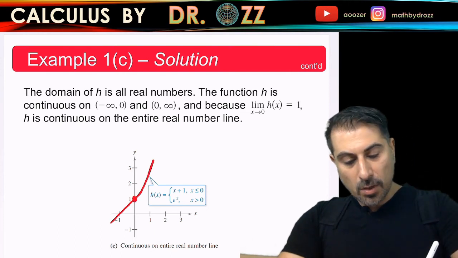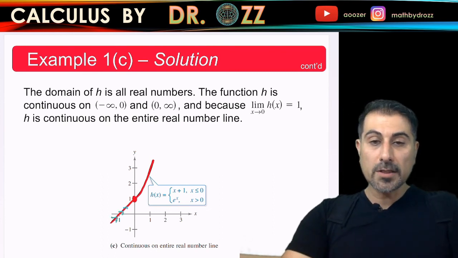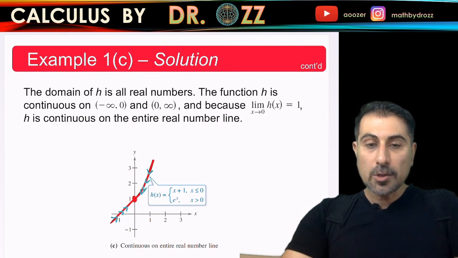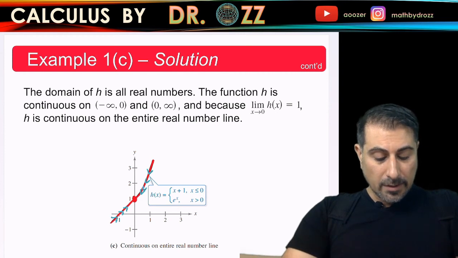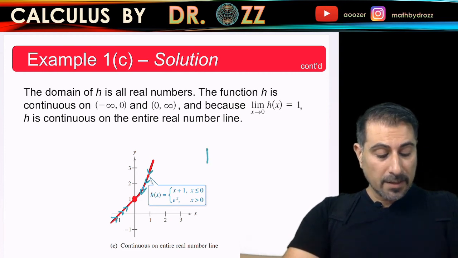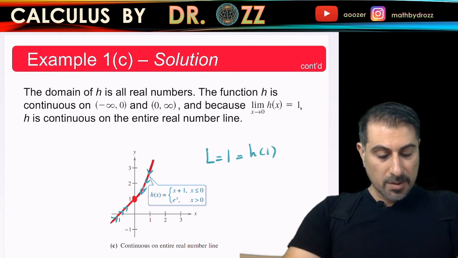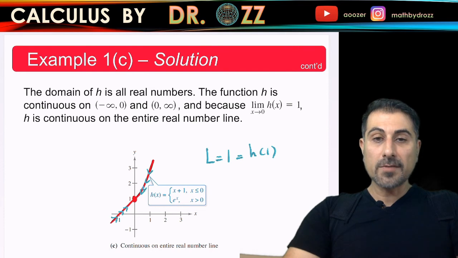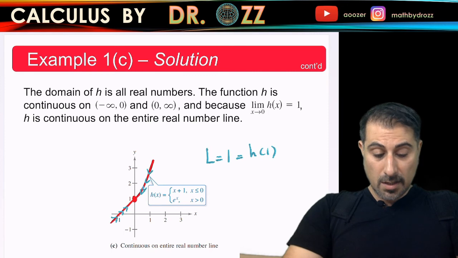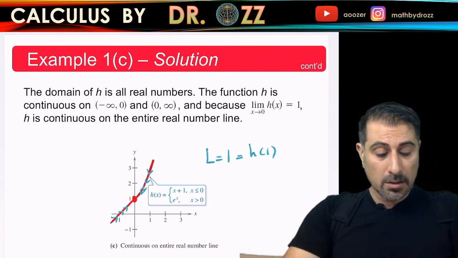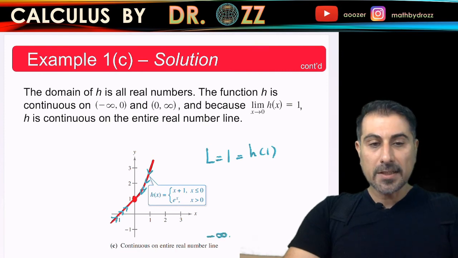As you see, if you walk on this graph in this direction or in this direction, you're approaching 1, the limit value 1. So at 0, the limit exists, and the limit is attained. The limit L is equal to 1, and that's exactly h of 0. So this provides us all the properties of continuity. All three conditions are satisfied. For that reason, this function is continuous everywhere, on minus infinity to infinity.